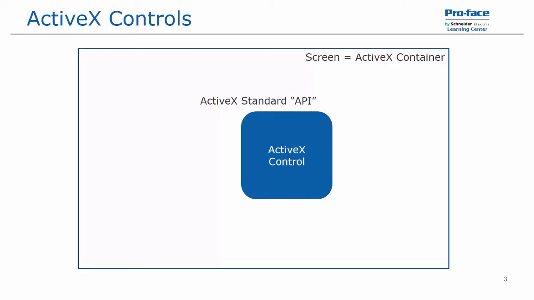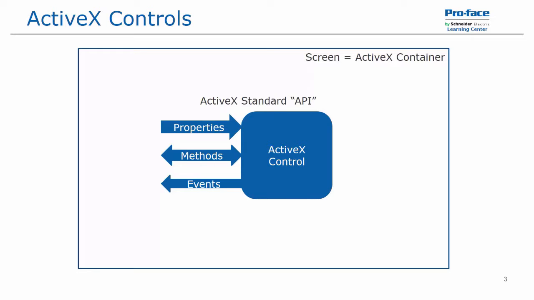Inside the screen we have an ActiveX container, and there is a standard ActiveX API, which is the control. So in the ActiveX control, you have property settings that you configure, and those would be data being read into the control. Then you have methods, which are subroutines inside of the control, so those are read and write. And then you have events, which are notifications or outputs for the control.